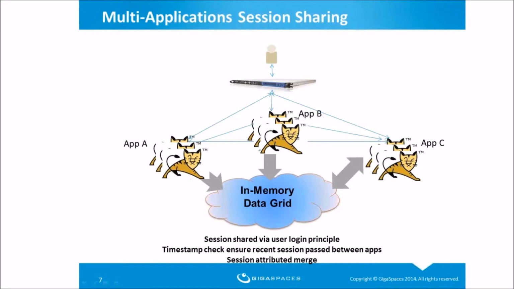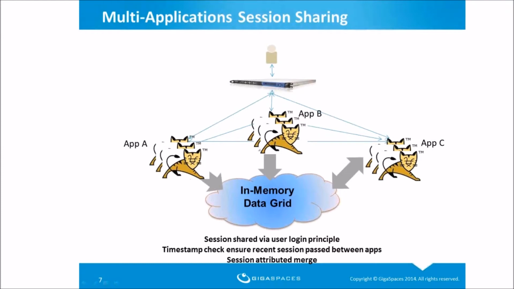In this scenario, the session user login, the principal, is used to identify the session to be shared across the different applications. You may also have multiple instances of each web application running to scale its activity. All will be sharing the same HTTP session transparently. Any new web server that will be added dynamically will be able to share the session. When a session is updated, only the delta is sent to the in-memory data grid.